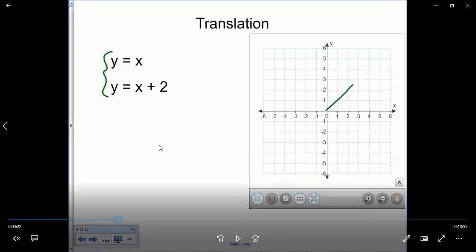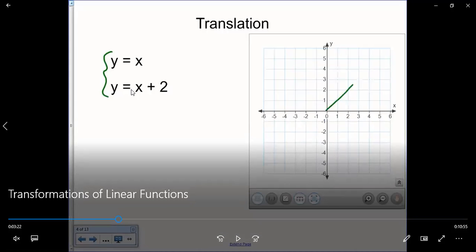If I give you a question like this, y equals x and y equals x plus 2. First, I want to ask you a question. What is the slope for each one of them? What is the slope in both cases? For the first case, the slope equals 1. And for the second, the slope equals 1. Then what do you notice? They have the same slope.